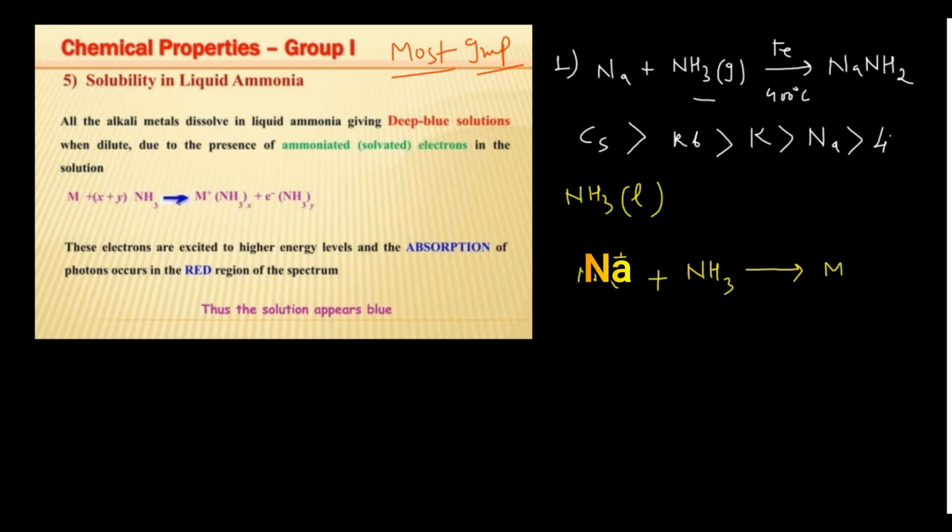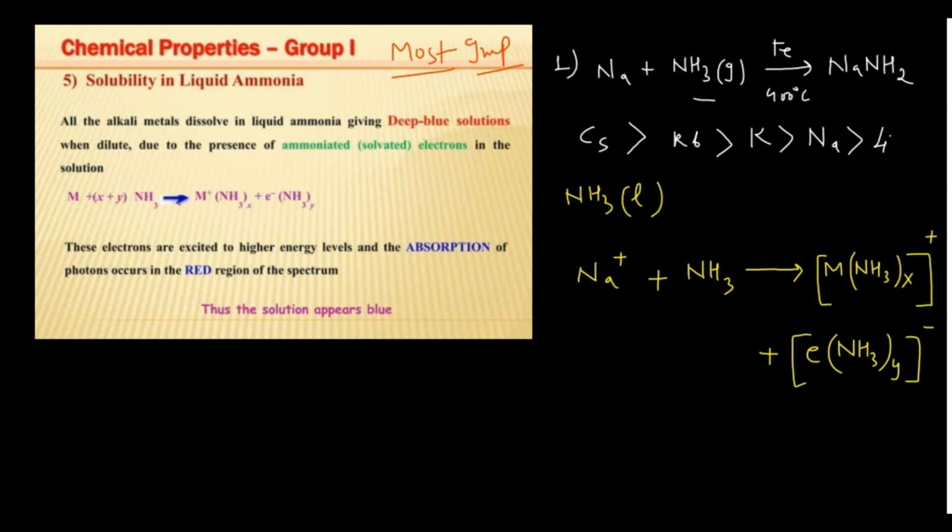First is M(NH3)x, and I am putting positive over there, that means it is in plus 1 oxidation state. So this is actually this particular complex. And next is your ammoniated electron, e(NH3)y. Since this is an electron, I can put negative here. So these two species are generally formed. This is your cation, this is your anion, and they have different functions.